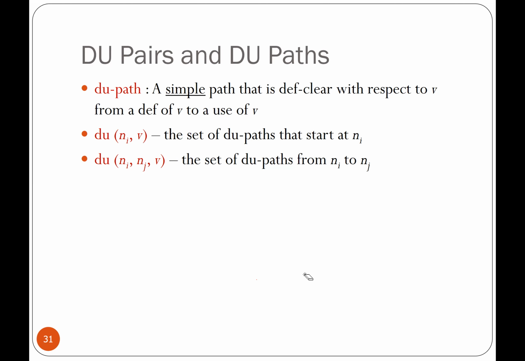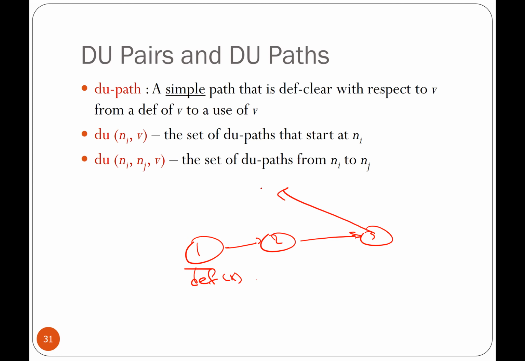Okay, so assuming I have a situation as such, very, very important, pay attention with me on this one. This is a node where I do a definition of X. It goes to node 2, then it goes to node 3, and then up to node 4 and comes back down over here to 2. Then it goes to 5. And in node 5, I have a use of X.